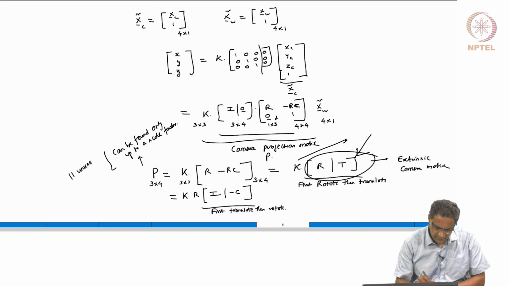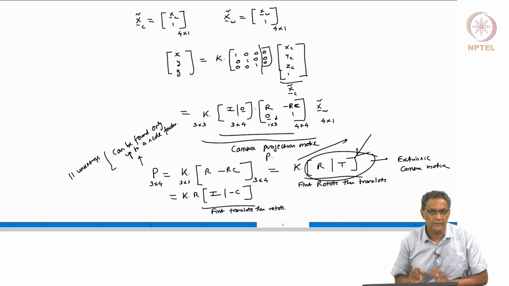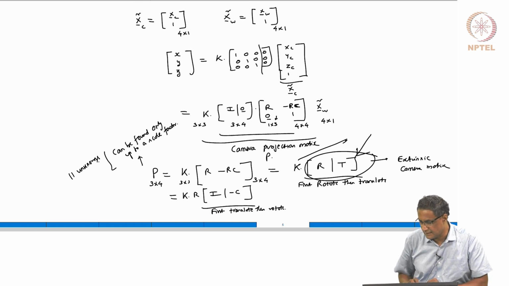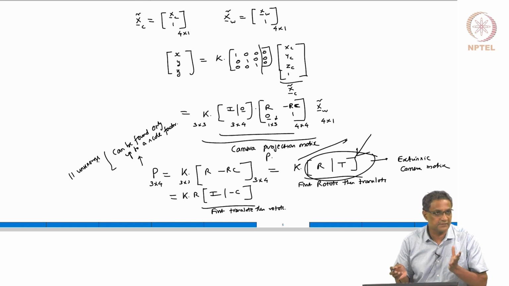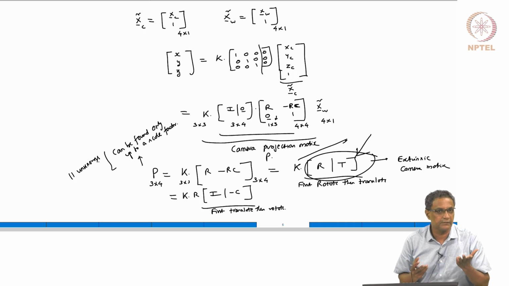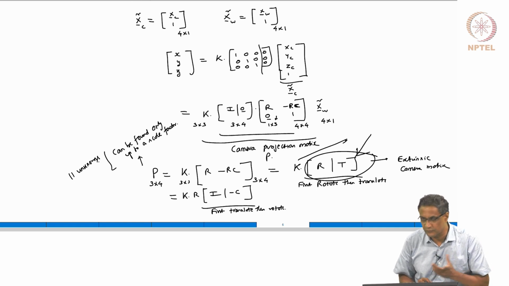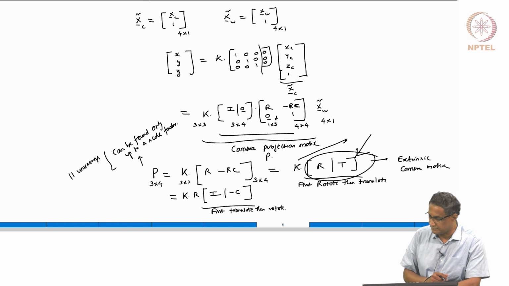Degrees of freedom is slightly more tricky. I won't use that. Let's say 11 unknowns, because for example, R has actually 9 elements in it, but do you have 9 unknowns? The degrees of freedom is only 3. Similarly, translation of course is 3. So that way the degrees of freedom and unknowns are not the same.